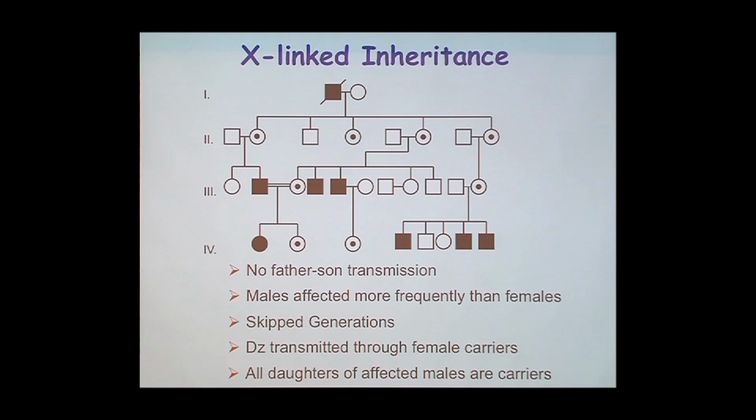Males are more frequently affected for the reasons that we described. You also may see skipped generations for this reason, that females are usually carriers. They're much less frequently affected with the disease. And the disease is then transmitted from the moms.